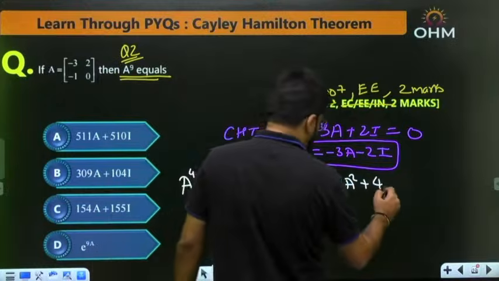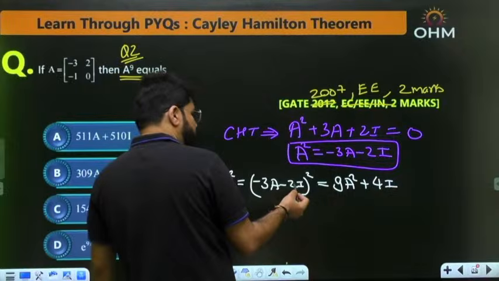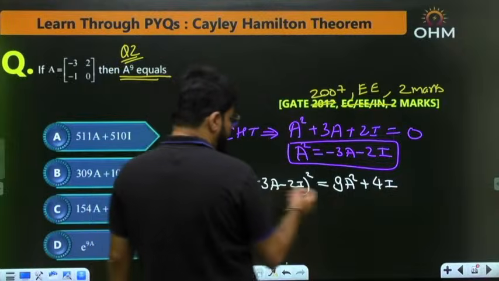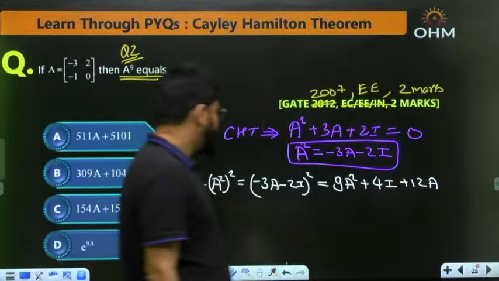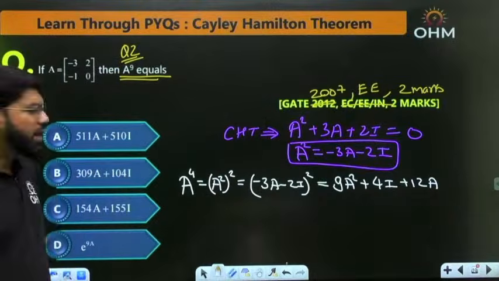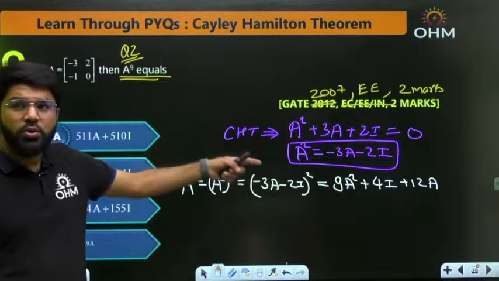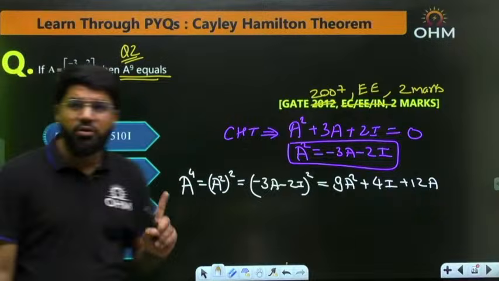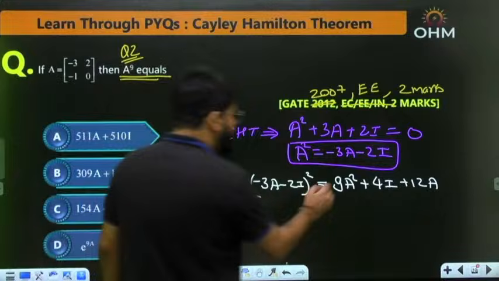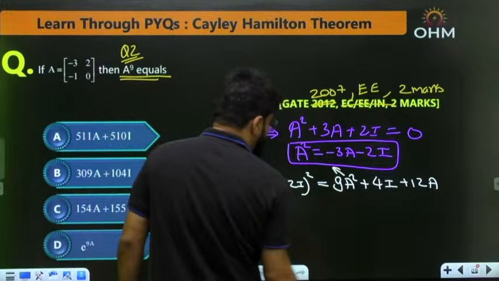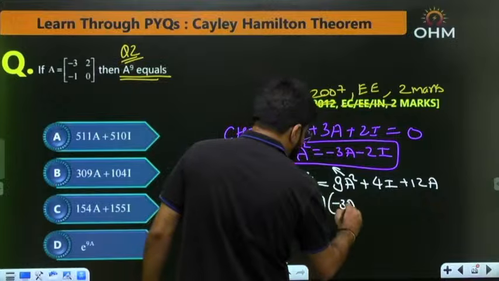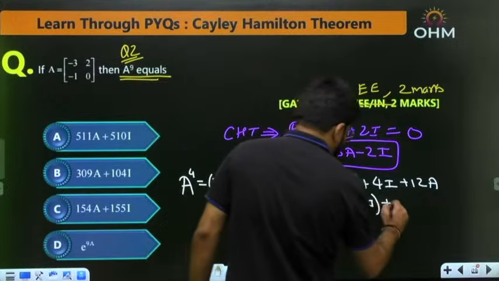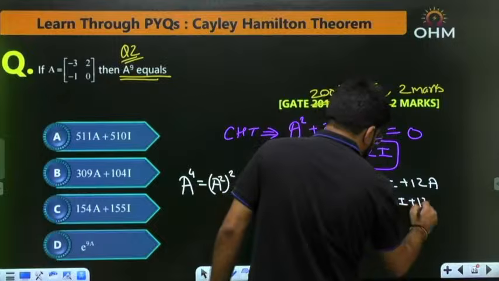So that becomes 4i, since i square is 1, i only, plus 2ab. So 2, 2, 4, 3, 12, so plus 12a. Correct? Yeah, plus 12a. Now again you have to substitute in terms of a, because options are in the form of a and identity. So again you have to replace a square by this relation. So this is equal to 9 times (-3a - 2i) plus 4i plus 12a.